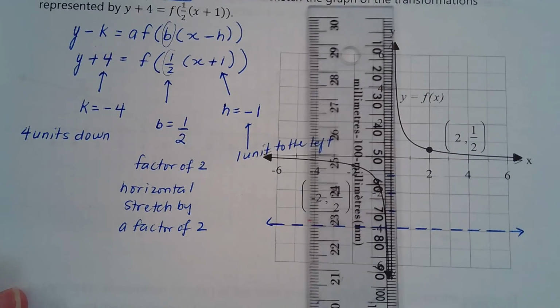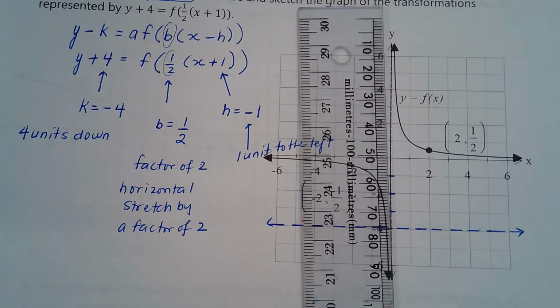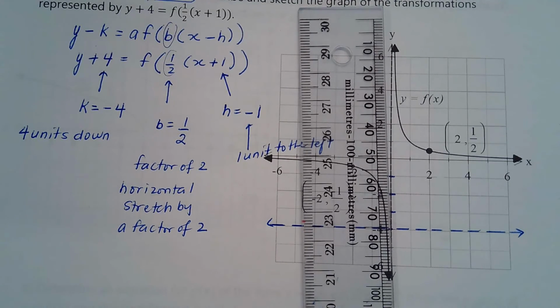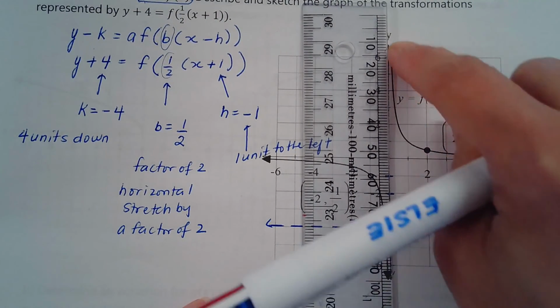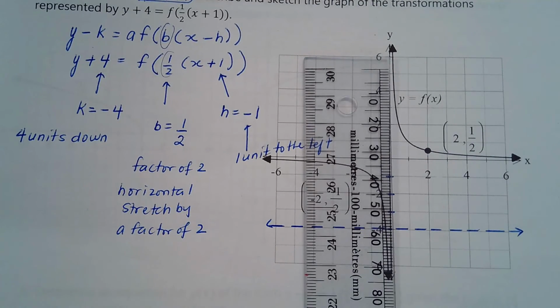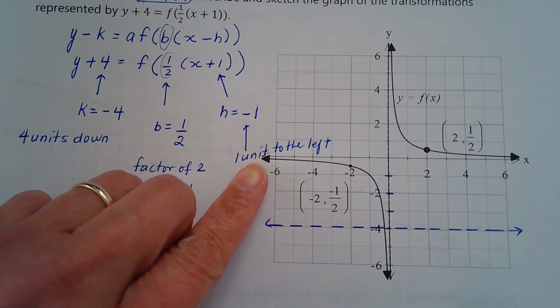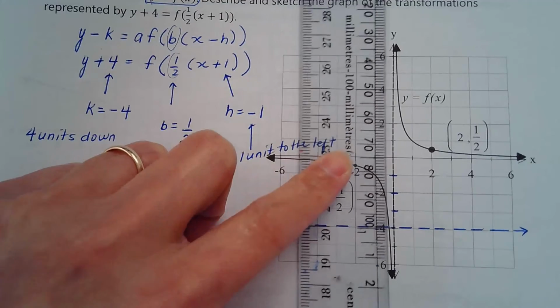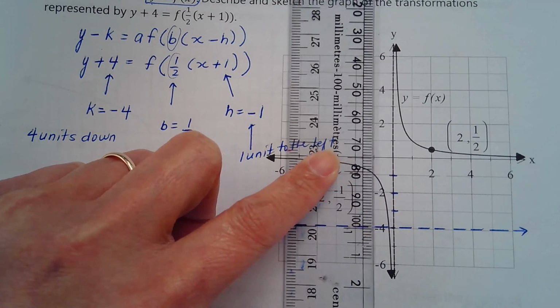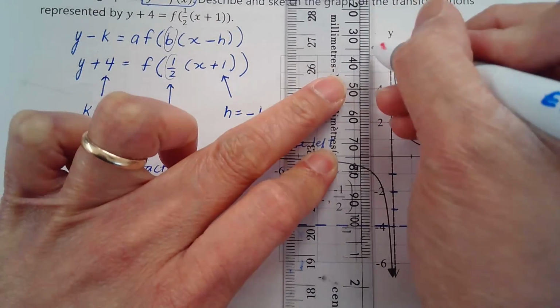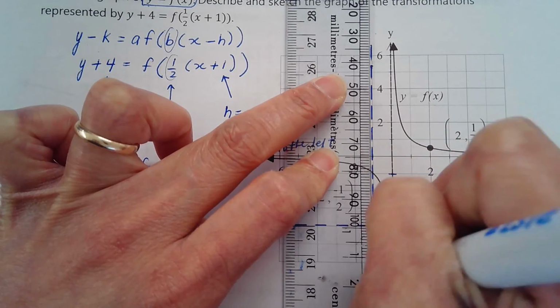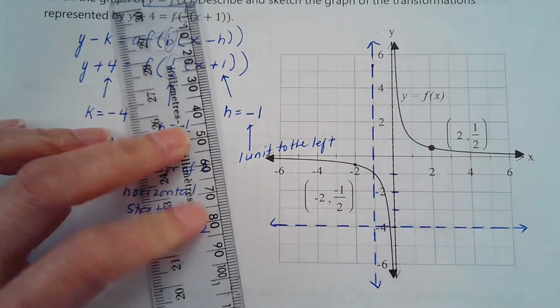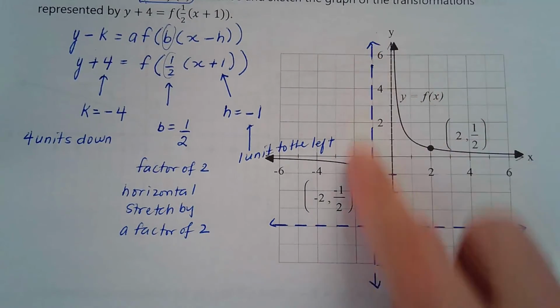Now, the vertical asymptote. Is the vertical asymptote getting affected by the vertical shift? This is a vertical asymptote. If I say 4 units down, it's still in the same place, right? Okay. Now, what about the horizontal shift? So this vertical asymptote will go to the left 1. Yeah, we can deal with asymptotes first. Right there. So now the new asymptote is right there.